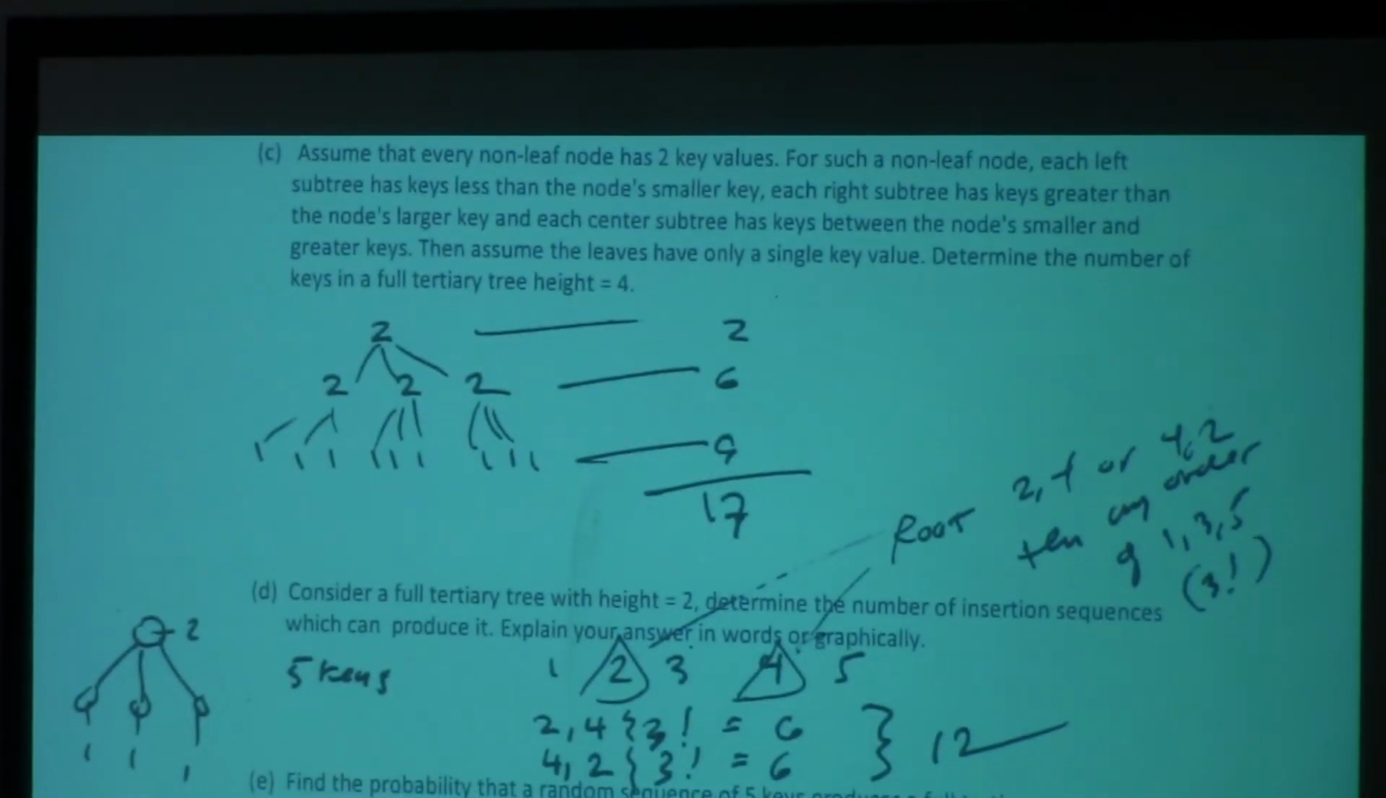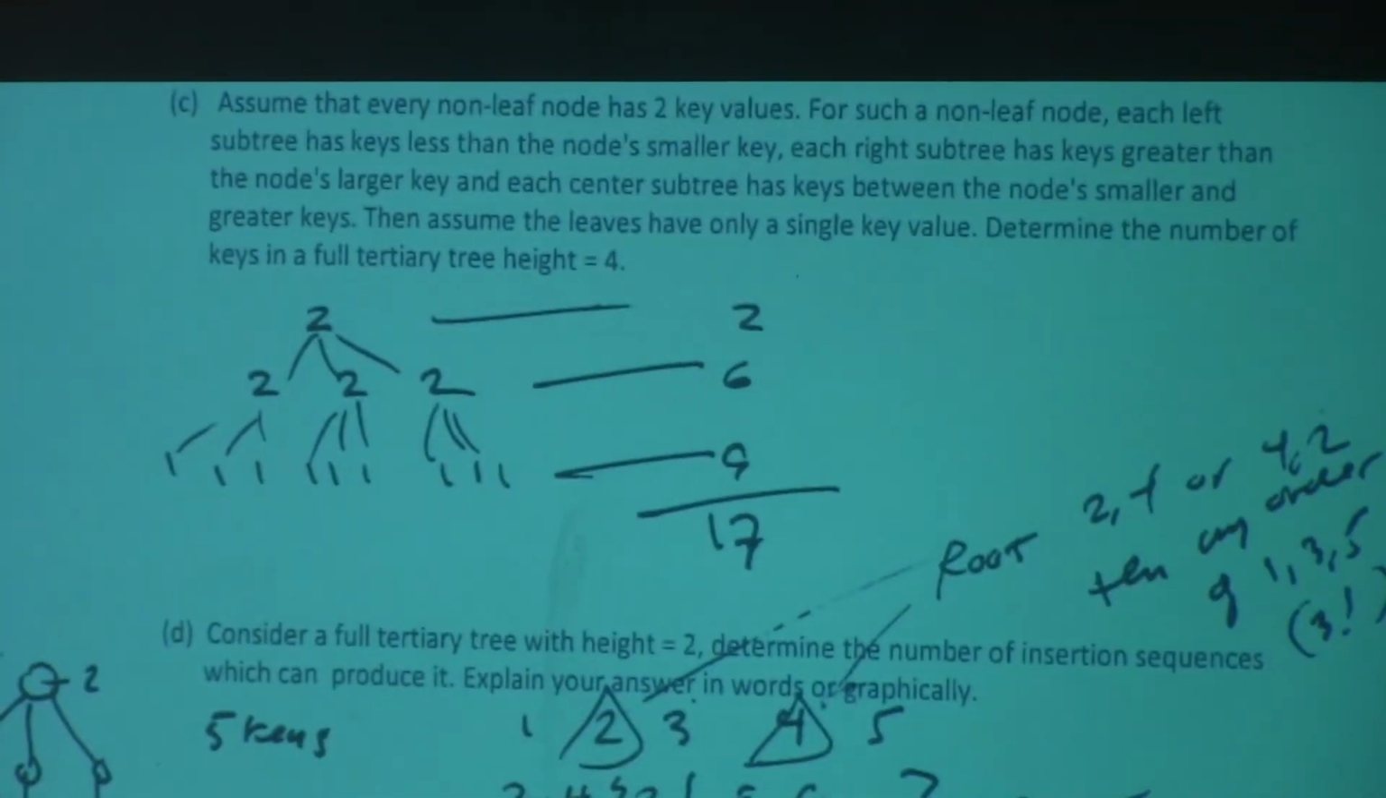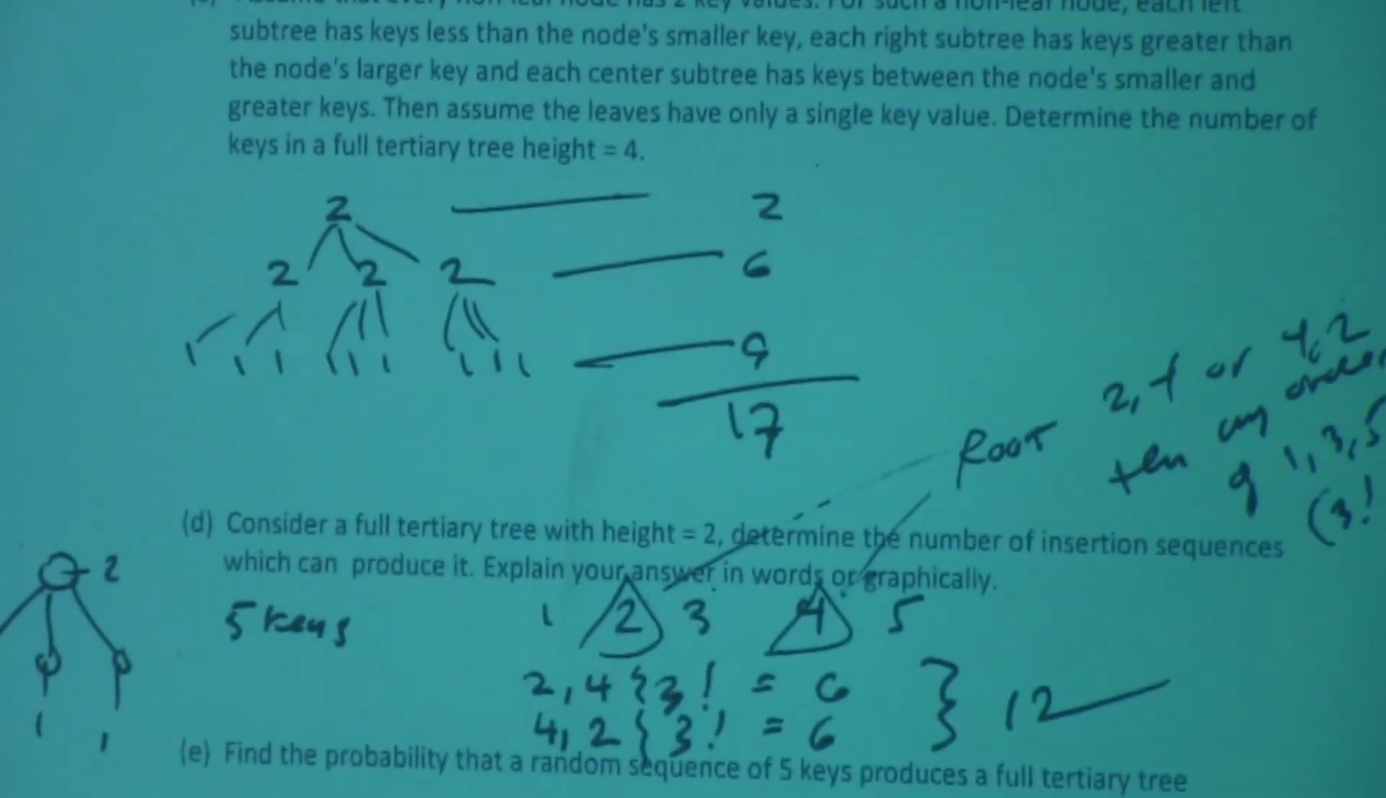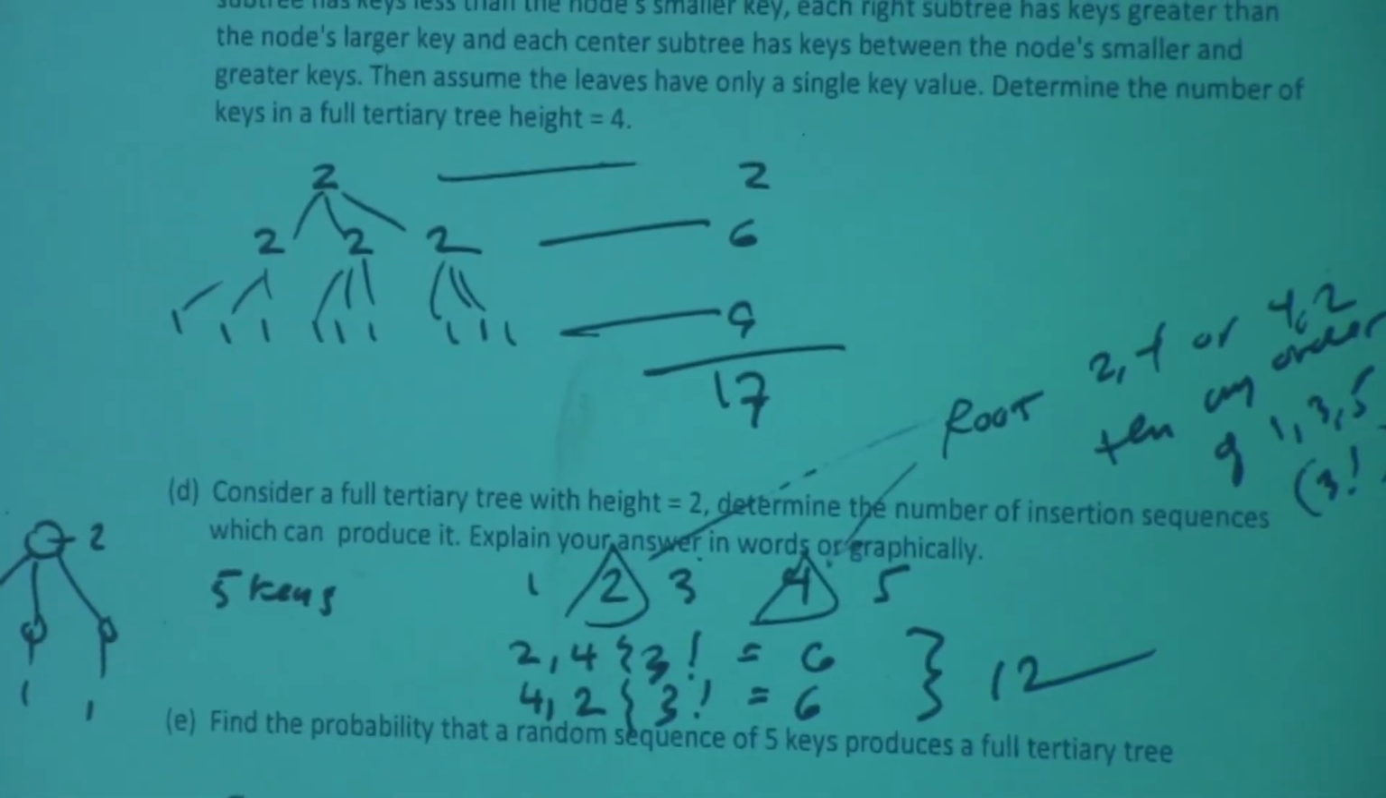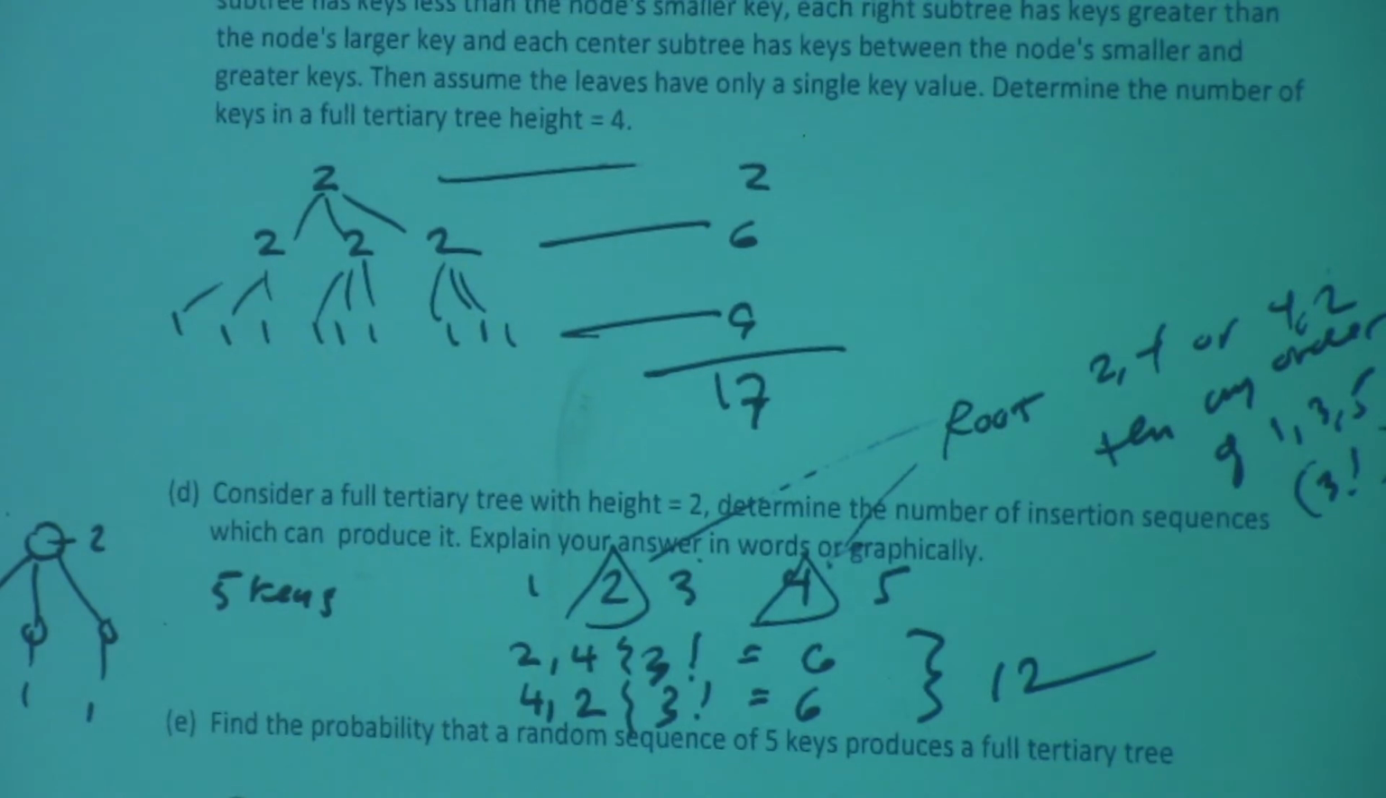Consider a full tertiary tree with height equal to 2. Determine the number of insertion sequences which can produce it. I believe my answer is correct. How many people got 12? Anybody got 12? Okay, so how do we do that?